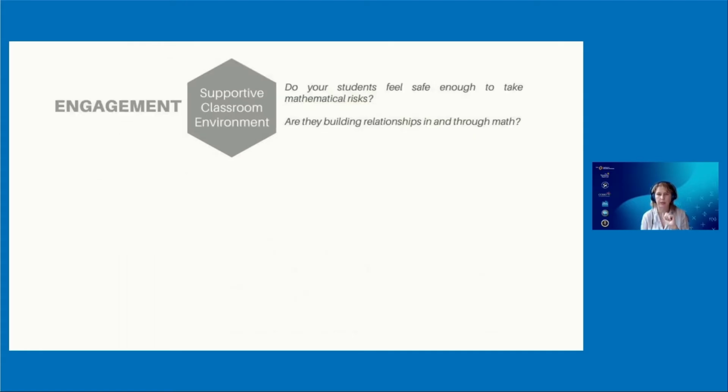So engagement. The first idea of engagement is, does the classroom feel safe for students? Is it safe enough that they can take mathematical risks? Are they building relationships in and through mathematics? Students report that they need the classroom to feel safe. They need a relationship with the teacher where they feel respected, and it needs to be a place where if you make a mistake, you don't feel shamed.